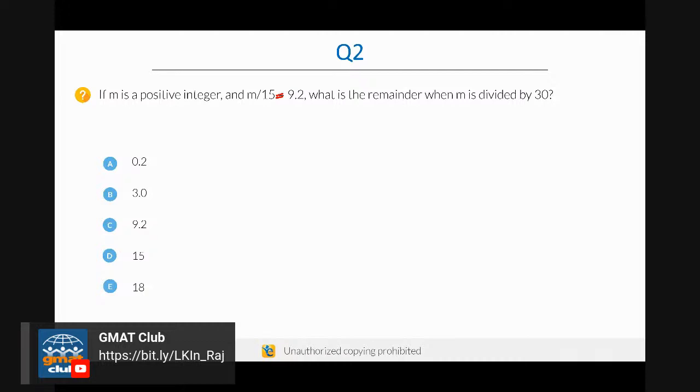All right, we have gotten the responses. So let me just move forward. 5, 4, 3, 2, and 1.